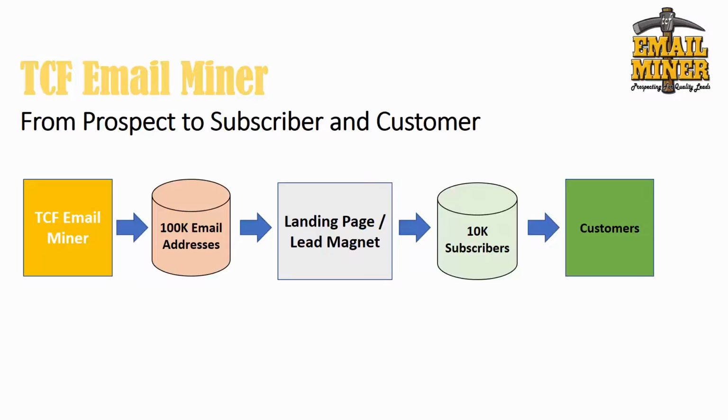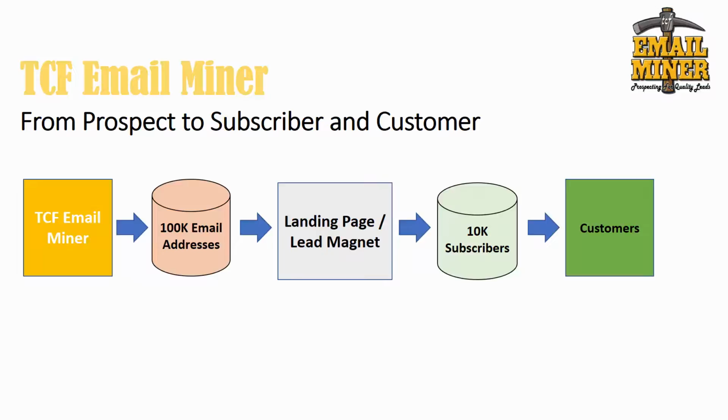If the prospect then wants the lead magnet, what they need to do is enter their email address into your landing page, and that will add them into your autoresponder service and onto your main mailing list. In this example, 100,000 email addresses have gone to the lead magnet, and that's converted at 10% to 10,000 subscribers. Now, even if you're getting a 1, 2, 5% conversion rate on the hundreds of thousands of email addresses you're going to get from TCF Email Miner, that's a very, very healthy conversion rate and a lot of subscribers to go onto your system.